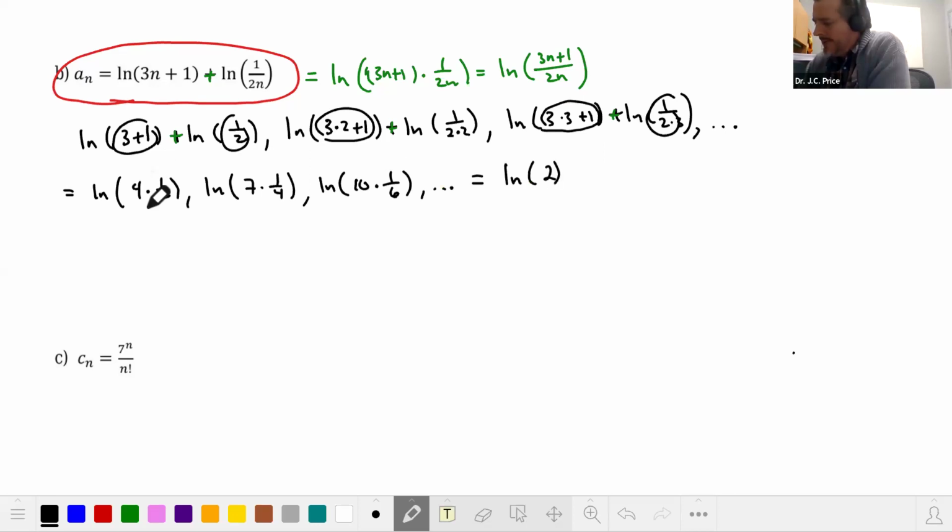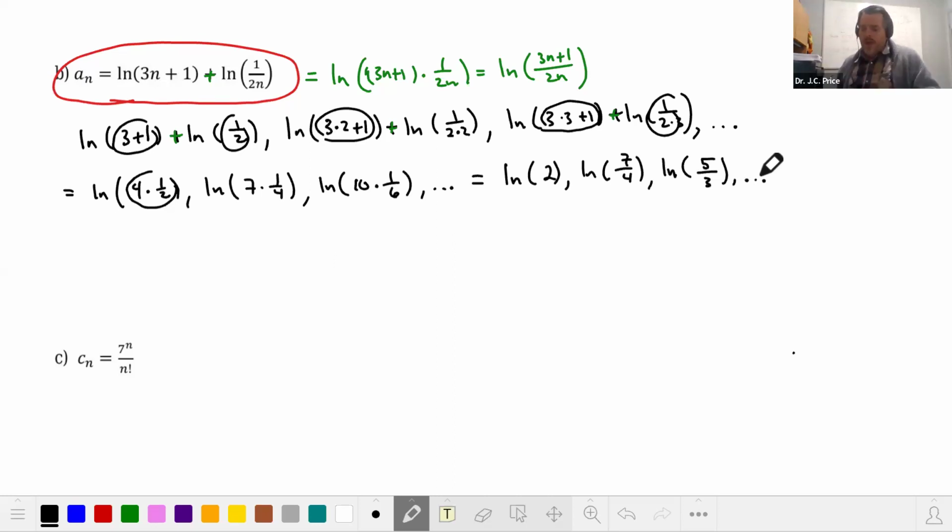4 times 1/2 is a 2, and then comma, ln of 7 divided by 4, so that's just going to stay, that doesn't reduce. And then ln of, and then 10 times 1/6 is 10/6, or if you want to reduce it, it's just 5 over 3, and then comma, dot, dot, dot. And that's it. So that's the first 3 terms.